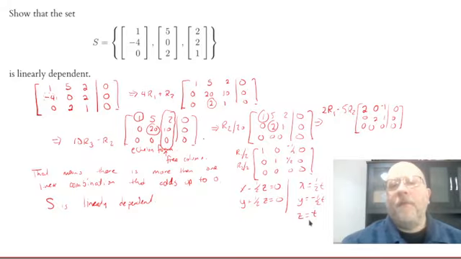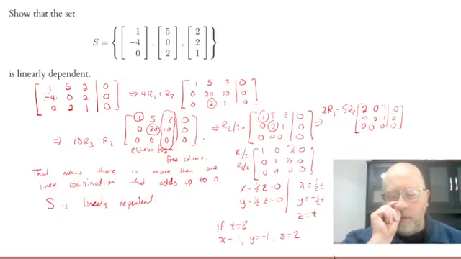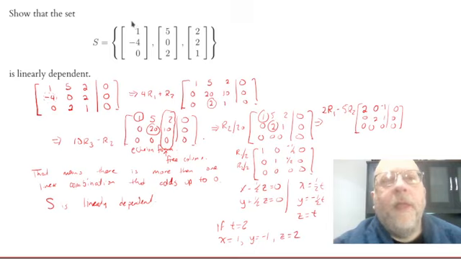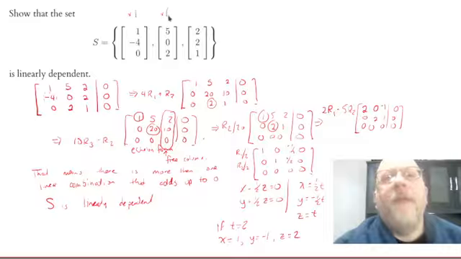All right, so let's just pick a value for t. I'm going to let t be 2, so I don't have fractions here. So if t is equal to 2, then x is going to be 1, y is going to be negative 1, and z is going to be 2. So let's check this out. I'm going to weight this vector by 1, this vector by -1, and this vector by 2. And let's see if those add up to 0.